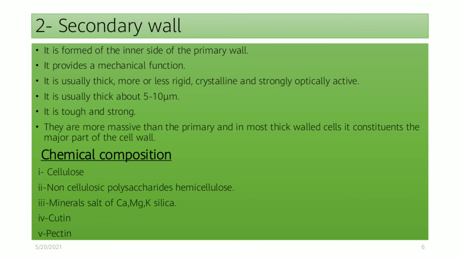They are more massive than the primary, and in most thick walled cells it constitutes the major part of the cell wall. Chemical composition of secondary wall. It also consists of cellulose, non-cellulosic polysaccharides like hemicellulose, mineral salts of calcium, magnesium, potassium, and silica, cutin, and pectin.